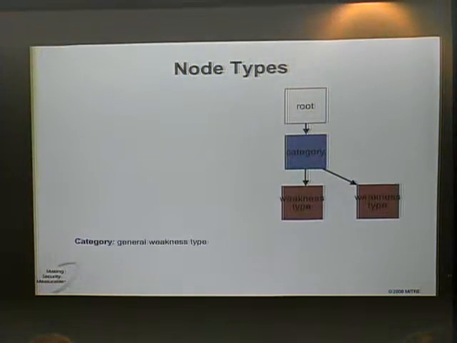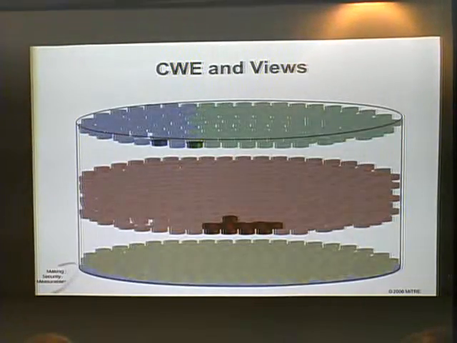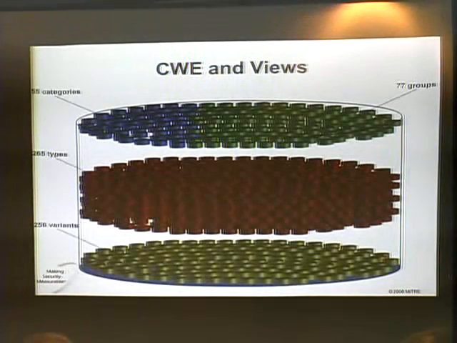So this is what we have out there now: 55 categories, 77 groups, 265 types, and 256 variants. So types, variants, all these terms are defined on the website, but just think of them as abstractions and ways of organizing all this material so that we can have rules about, you know, variants have to have this kind of information in them, types have to have some other stuff, and so forth.